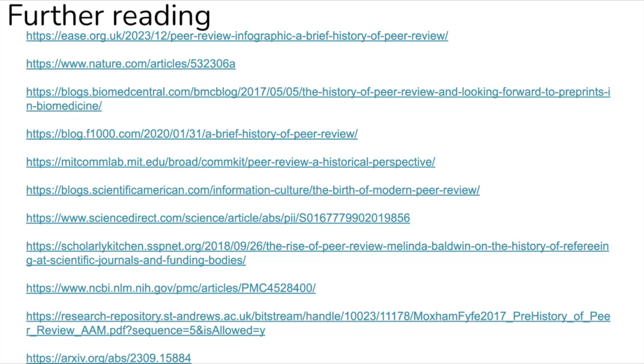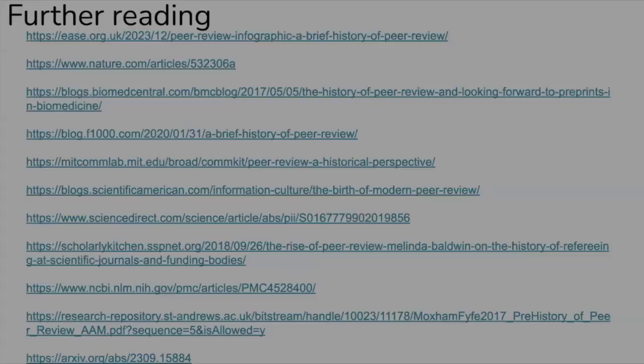There's also a really good book. I don't know if I've linked it here. It was published last year, and it was all about the history of publishing at the Royal Society, which of course covers a lot of the peer review stuff. So I suggest, if you can, you go and hunt that down and find that as well. And I think that's my last slide.